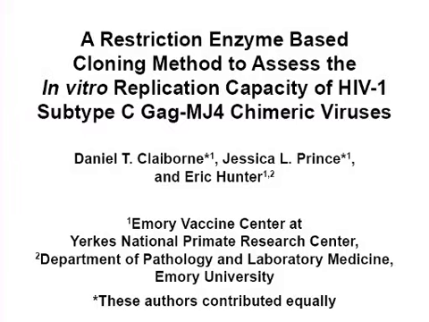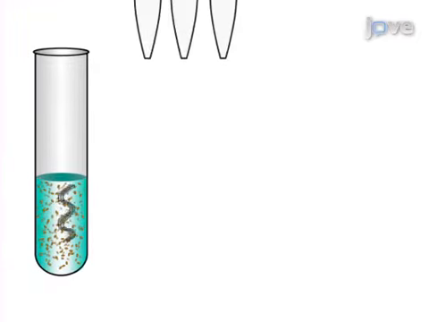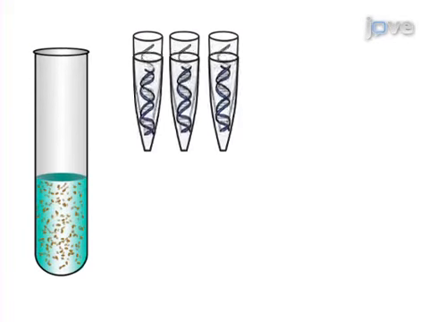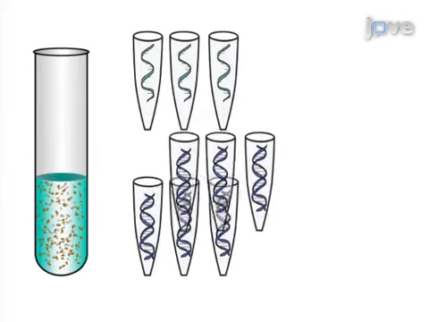The overall goal of this procedure is to incorporate GAG genes derived from subtype C HIV-1 infected individuals into a replication-competent HIV-1 plasmid in order to assess the effect of GAG sequence polymorphisms on HIV-1 replication capacity in vitro. This is accomplished by first amplifying the GAG gene from the patient's plasma.